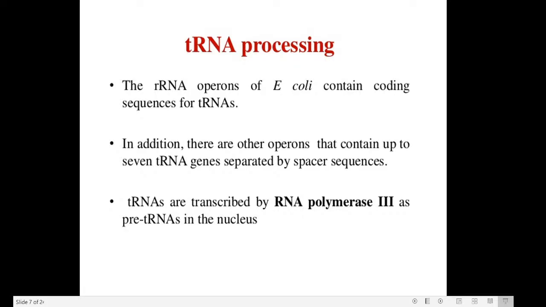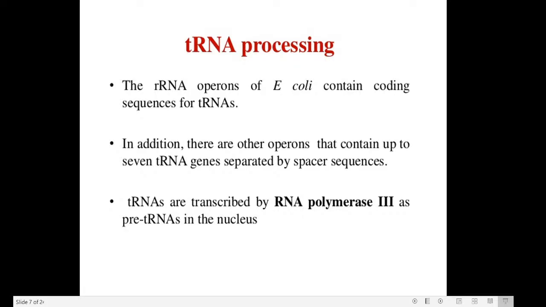Now we are going to enter into the type of tRNA. Here, what is the process of tRNA? Here they explained an example: the RNA operon of E. coli contains the coding sequence of tRNAs. Its tRNA is transcribed by RNA polymerase.